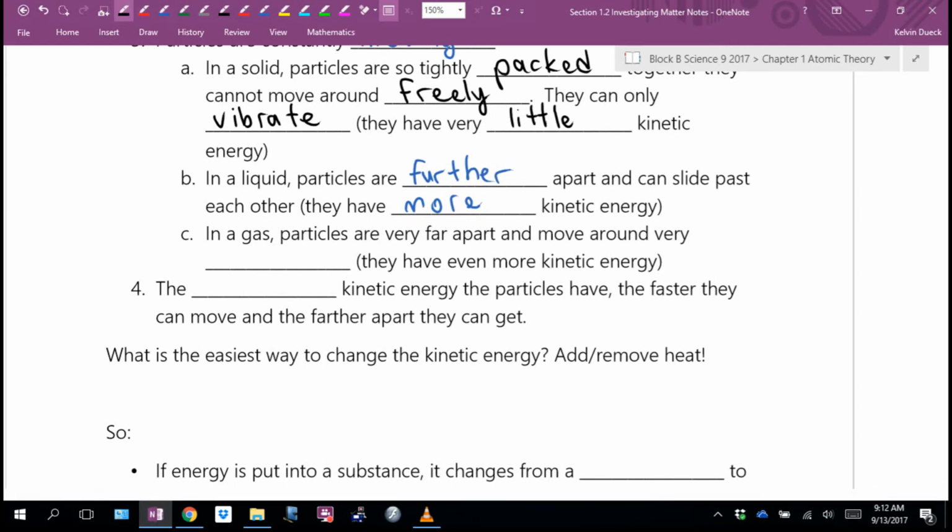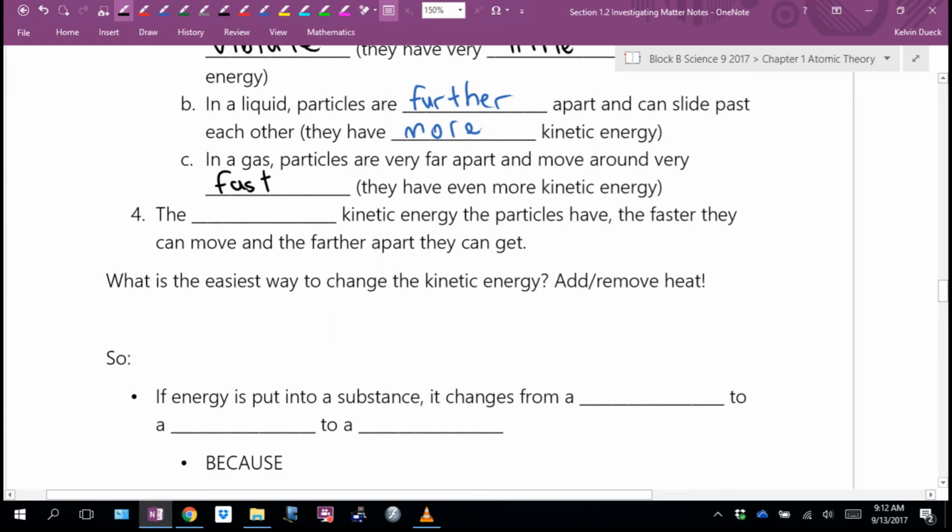In a gas, particles are very far apart, relatively speaking, and they move around very fast. They have even more kinetic energy, and so they can completely freely slide past each other without even bumping into it. So, in summary, the more kinetic energy the particles have, the faster they can move and the farther apart that they can get. What's the easiest way to add or change kinetic energy? Add or remove heat. There are other ways, but heating something up is the easiest way.